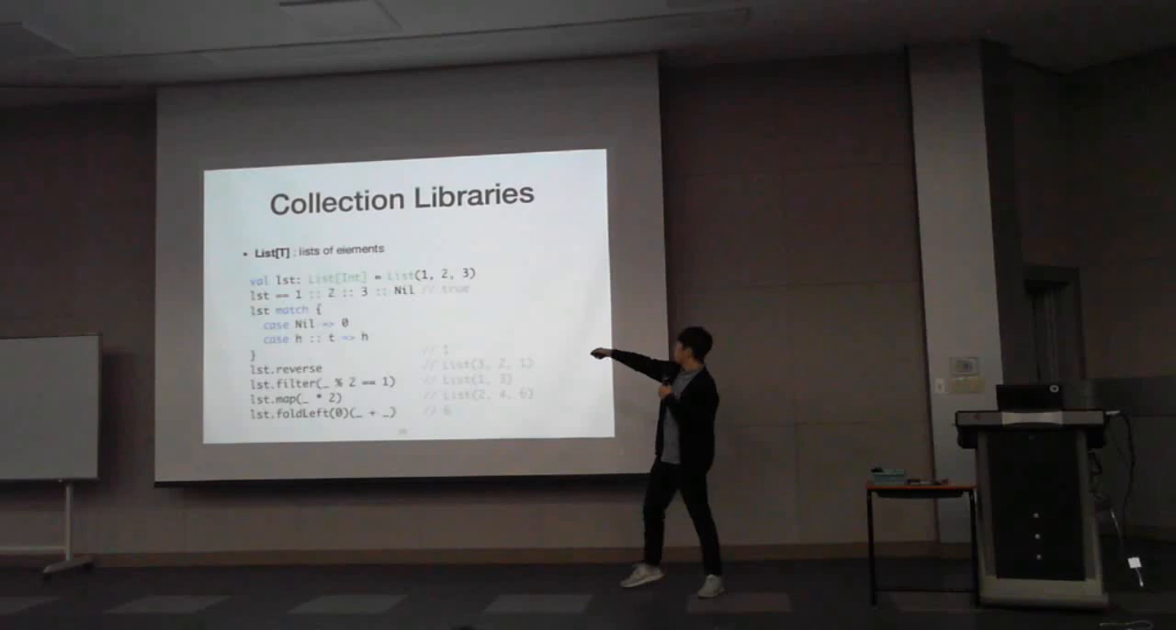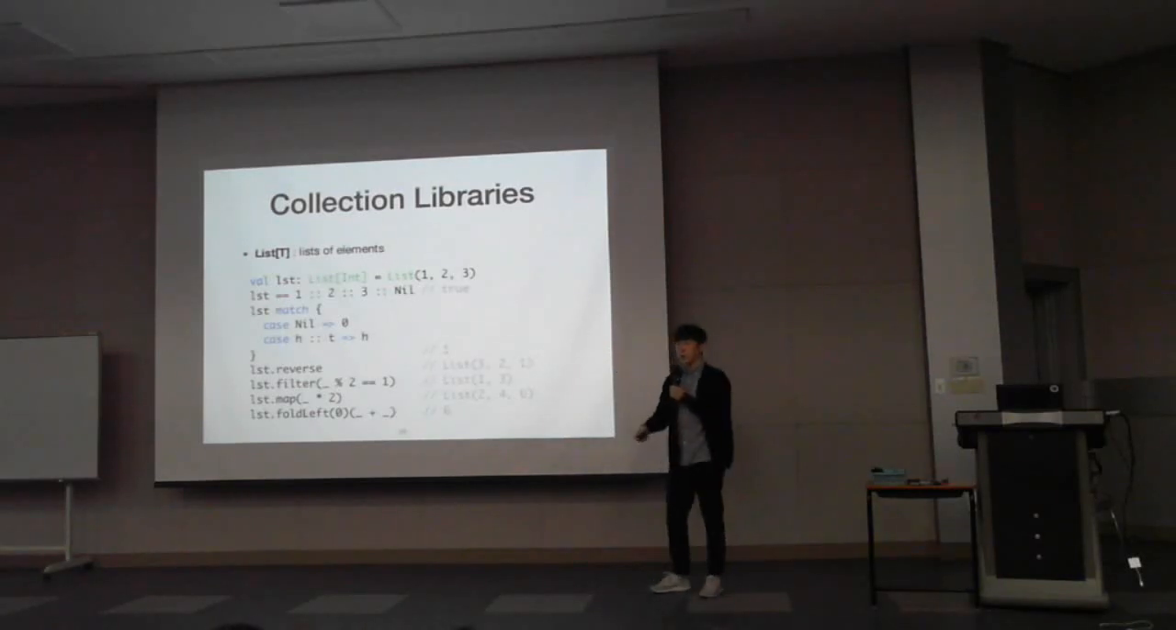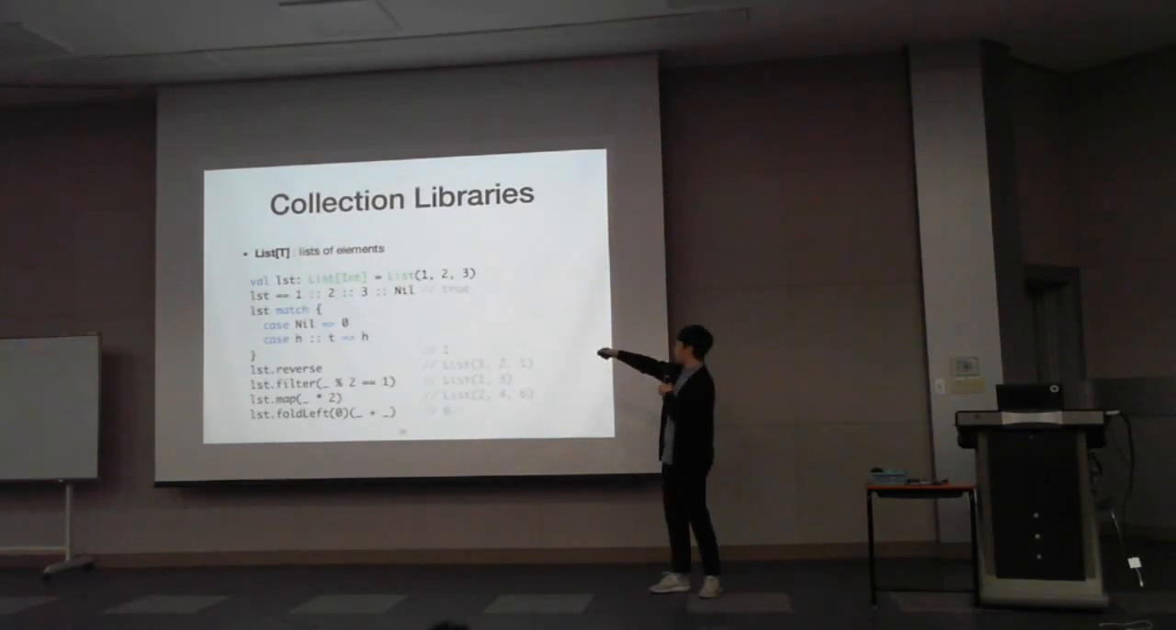Actually, Nil is a special notation for the empty list. It means an empty list, and you can append any integer value using the colon notation. This is append, insert. So you can insert 3 into this list, 2 into this list, and 1 into this list.